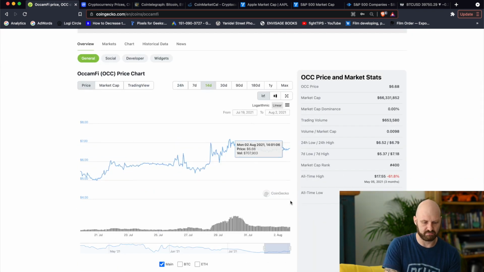So yeah, the price has been relatively stable, nothing crazy. Market cap dominance is 0% because, of course, the market cap is really small, so it's pretty much irrelevant when comparing to the market as a whole. All-time high was $17.55, that was 3 months ago. So at the moment, it's less than half of that price. So it has quite a bit of potential to go up.